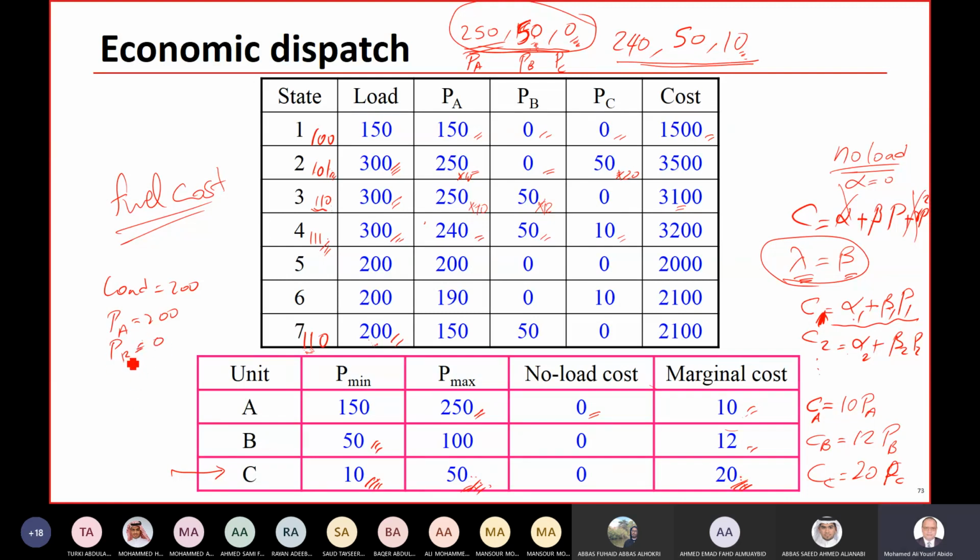Is it okay, or does it violate the minimum and maximum limits? It violates the limits here, right? But this is not the appropriate distribution of the power output. So we will keep this at the minimum, and we will take 50 megawatt from this one. So this will be 150. The distribution is 150 and 50, and this machine is off. It is 0. So you multiply this by 10, and this multiplied by 12.